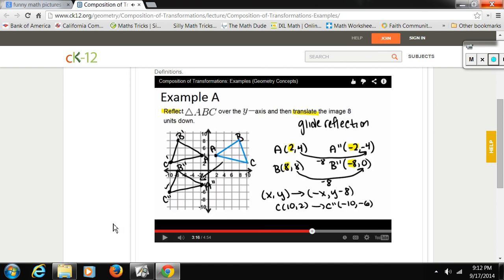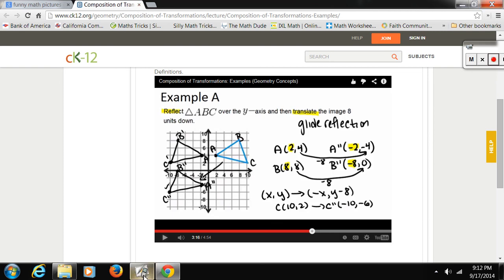Okay, that's an example of a glide reflection. And she used the two, the reflecting and the gliding, to make one single rule. And the rule was just change your x and subtract 8 from y, and that will be what you need to do for all those points. A, B, and C, if you did this rule, would become A double prime, B double prime, C double prime. That was a glide reflection.